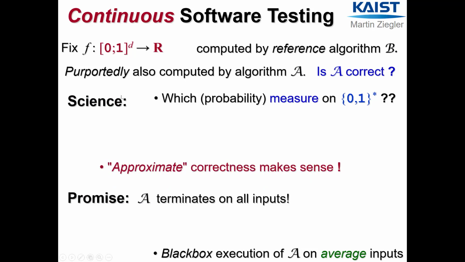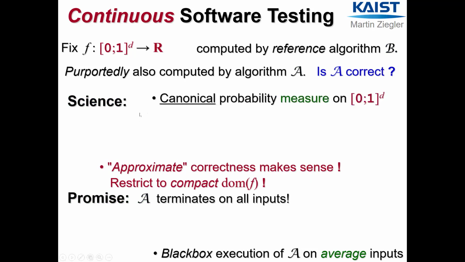approximate correctness makes sense because approximating real numbers, they are symmetric, right? Euclidean metric. Also restricting to compact domains, as I already did, makes sense. The unit interval, the unit cube, for example, are non-trivial compact subsets. Also, there's a canonical probability measure on this domain, maybe the Lebesgue measure.